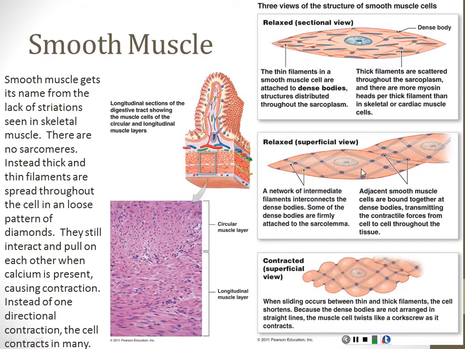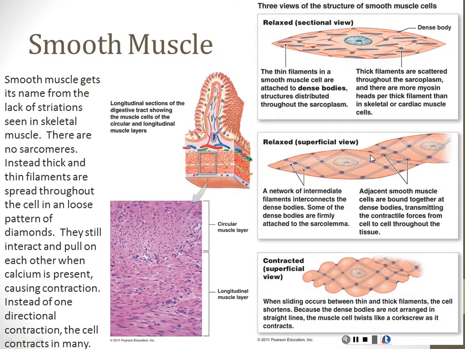So instead, in smooth muscle, the thick and thin filaments are kind of spread out in a lattice work of sorts. And you can see it pretty well in this picture, that there are these rigid points or hangers from the inside of the cell membrane. And then connected to those hangers are these sort of wispy threads of thick and thin filaments here in purple.